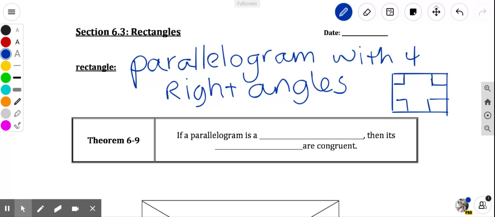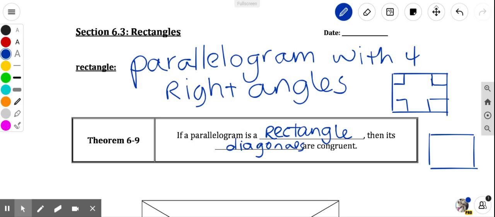Something else about a rectangle, Theorem 6-9, reads: if a parallelogram is a rectangle, then its diagonals are congruent. That means they're the same length. They also still bisect each other, like in a parallelogram. If you want to draw a little picture, I'll draw in the diagonals. These diagonals would be the same length, and because they cut each other in half, all four of these little pieces are equal.